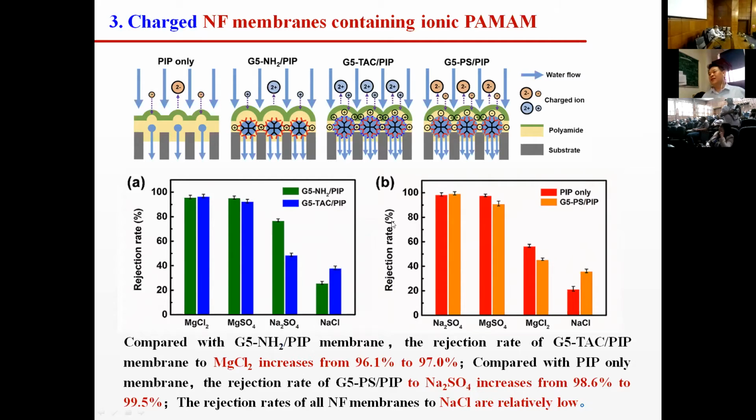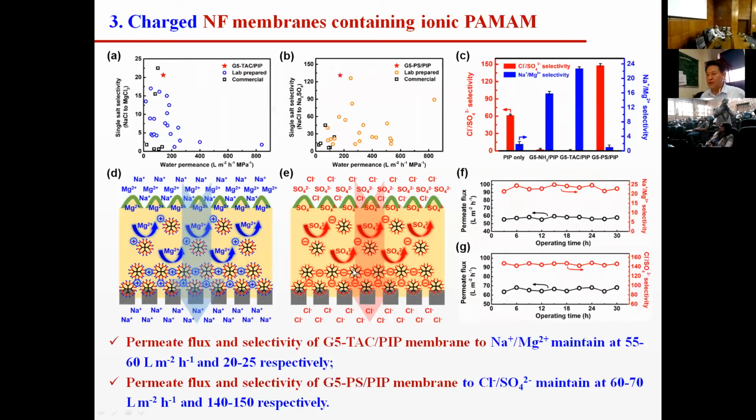So this result suggests we can effectively prepare charged membranes to separate different ions, for example chloride, sulfate, sodium and magnesium salt. So this is the mechanism of why the membrane has higher selectivity for sodium and magnesium.